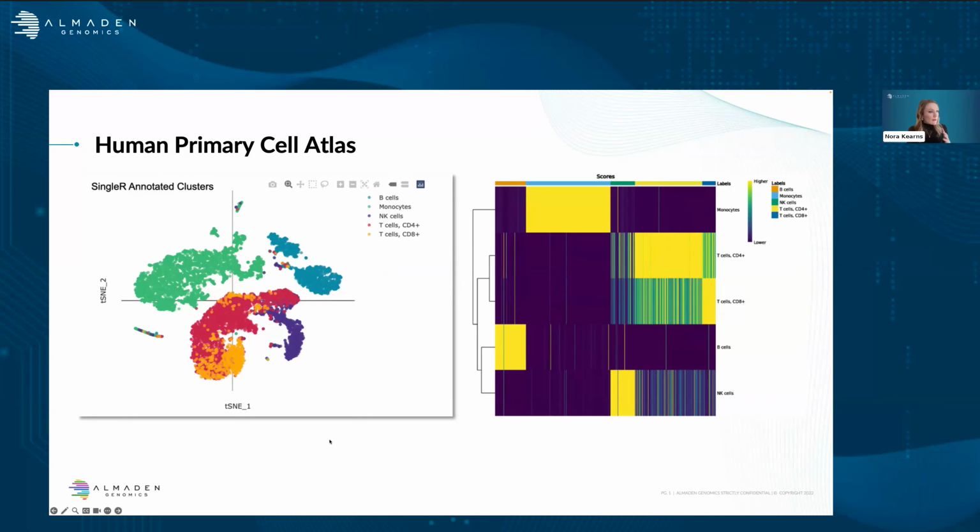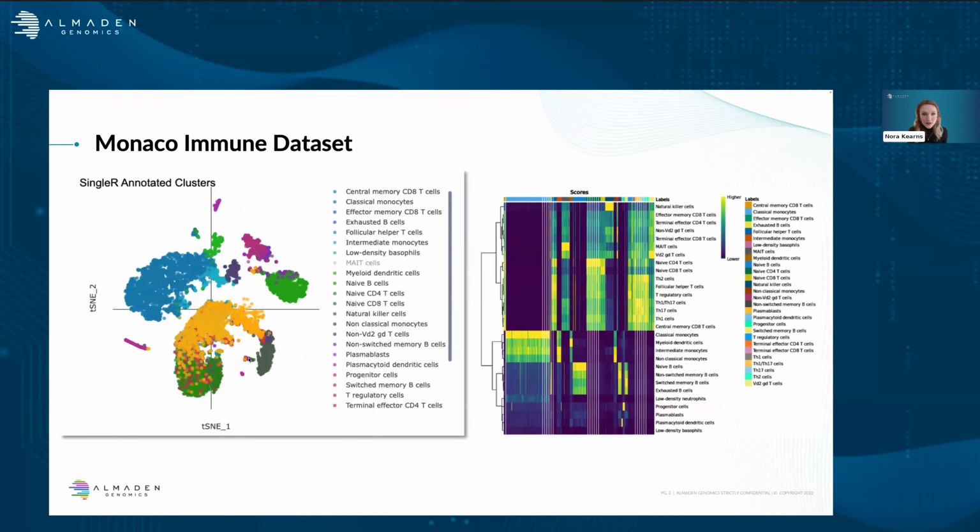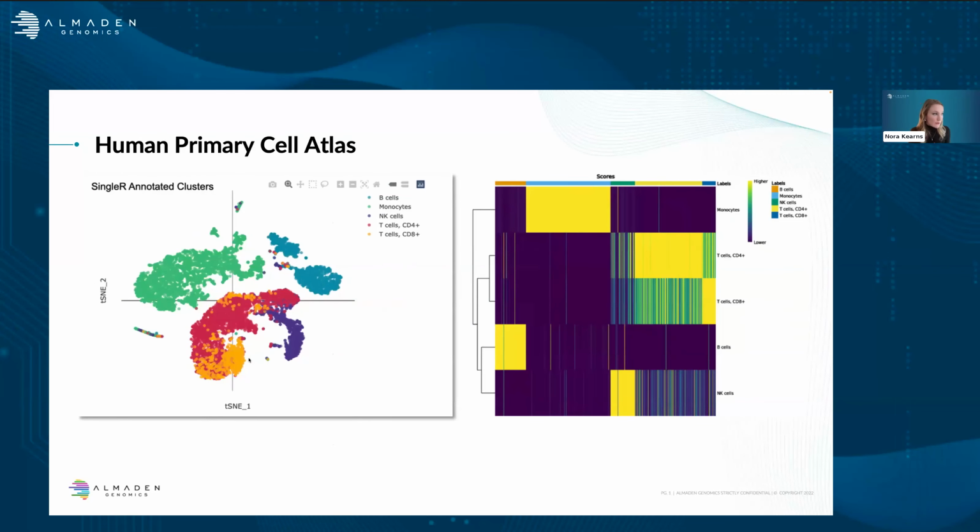So I'm just going to show you how I annotated the single cell data using 2 different reference data sets. So this is the same t-SNE annotated with the human primary cell atlas and the Monaco immune data set. So let's dive into what we're looking at here. We have this t-SNE, and it's broken out into monocytes, B cells, NK cells, and T cells.